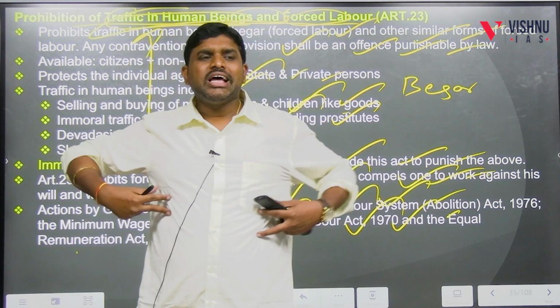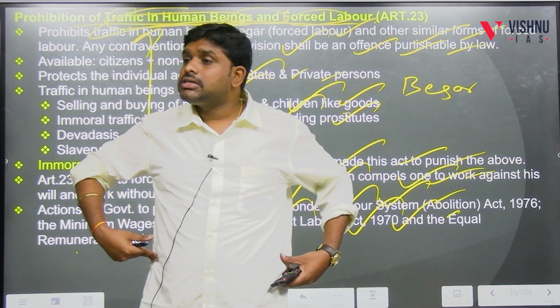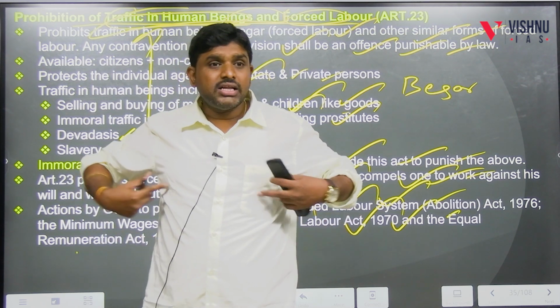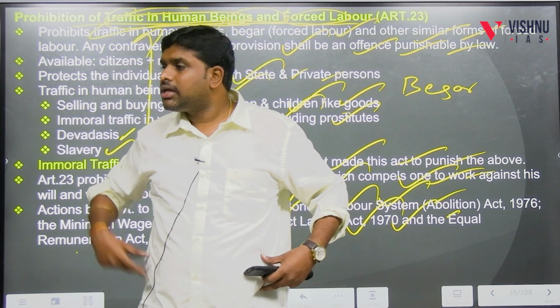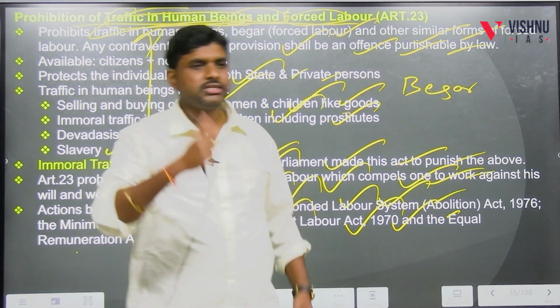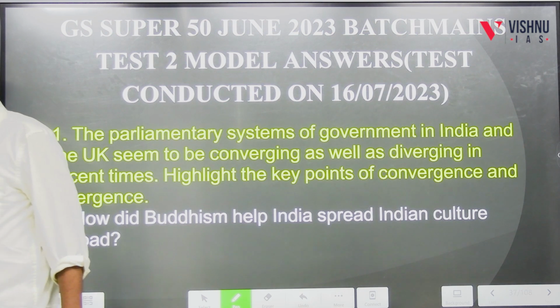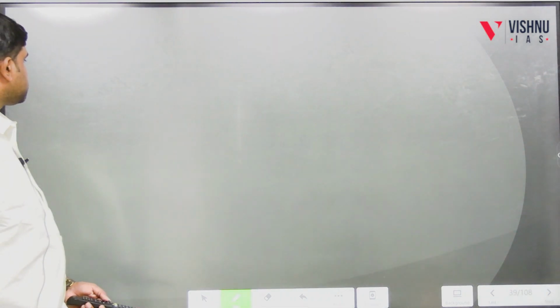So understand this, the articles are just skeletons. That skeleton will become powerful if there is muscle. The muscle is laws, legislations. From 2016, Abhishek, we discussed these questions, right?